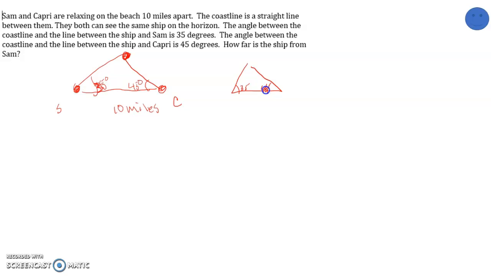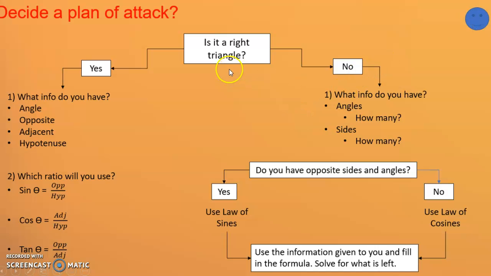We know that this is not a right triangle because we can say 45 plus 35 equals 80. And so this guy right here, 80 plus this other one, is going to equal 180. Sorry, husband's phone. Okay, and we know this guy right here is 10. So now we're going to go back over here and see. All right, is it a right triangle? No, it's not.